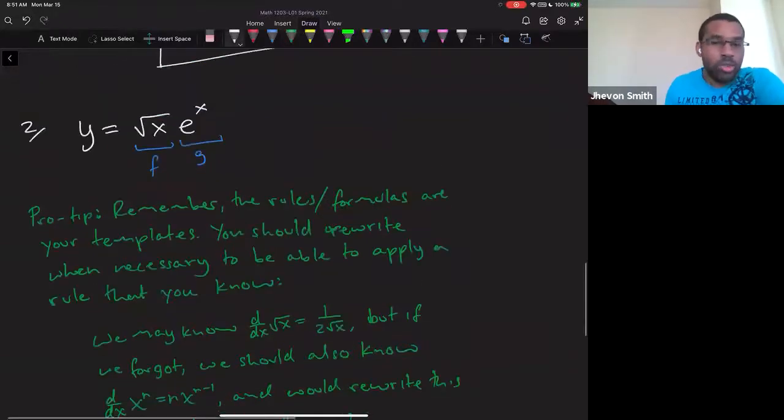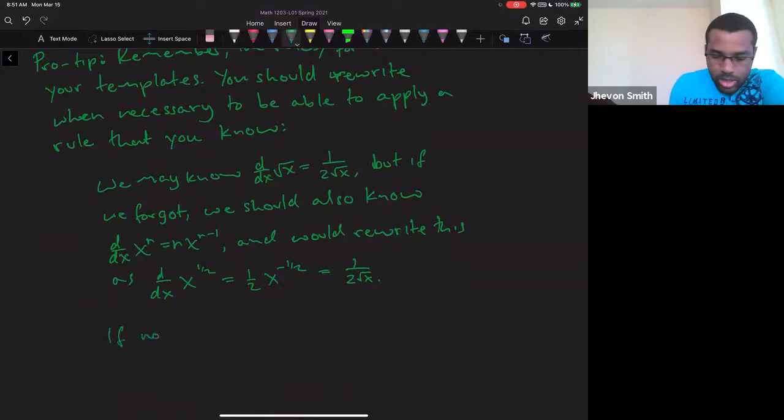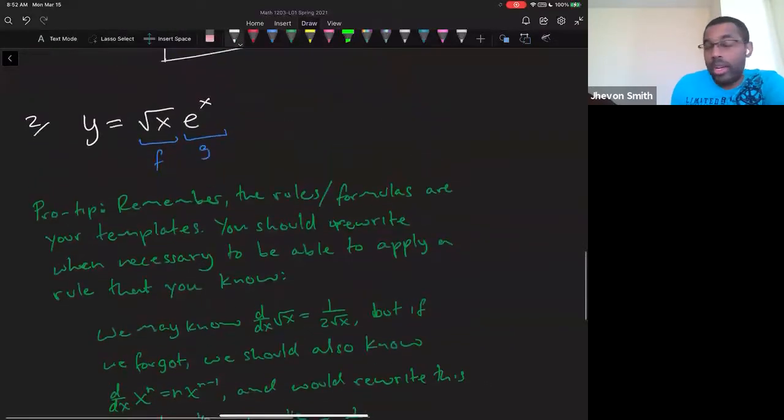So that's just something. Here, the radical x is not that bad, but in general, I would rewrite radicals as powers, especially when we do not have a square root. We would rewrite radicals as powers. The idea is you want it to look like your rule before you start to apply anything.